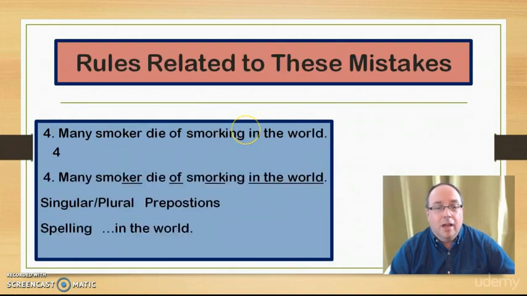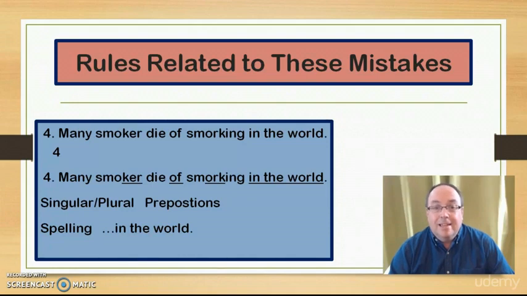Here's the kinds of mistakes we have. Singular plural is the first one. We say many smokers, not smoker. All right? It's a simple mistake, but many people make it because they're in a hurry, or some languages don't have an S in their language, so they just still use the singular noun. But many smokers die of, no, we don't say of, remember? It should be die from.